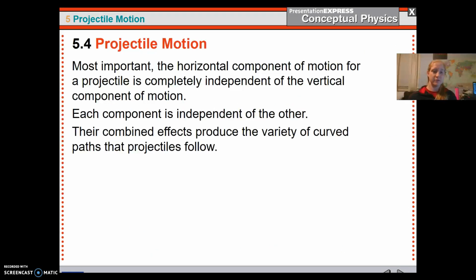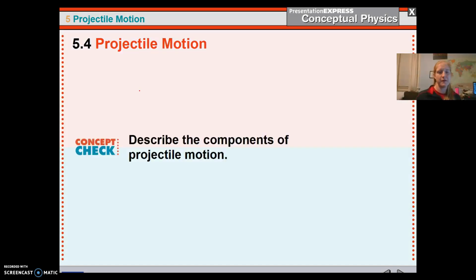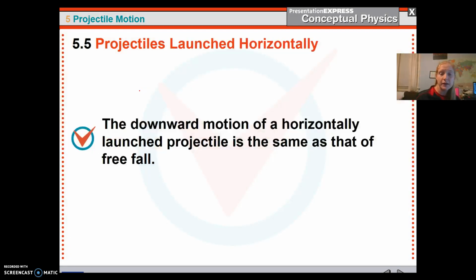So the horizontal is completely independent. It's repeated like 800 times. Completely independent. They don't affect each other. But many people find that hard to believe.